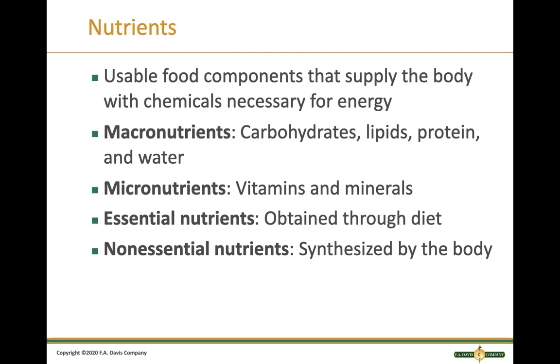Alright, nutrients are usable food components that supply the body with chemicals necessary for energy. The macronutrients are carbohydrates, lipids, protein, and water. The micronutrients are vitamins and minerals. Essential nutrients are obtained through the diet. They have to be obtained through the diet. Non-essential nutrients can be synthesized by the body.